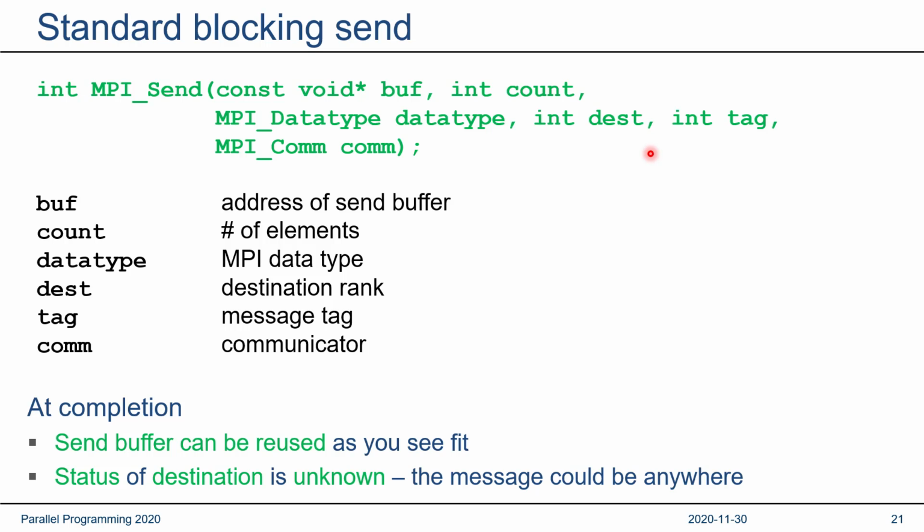After the MPI send call returns, since it's a blocking send, the send buffer can be reused in any way you see fit. However, once the send call returns, you know nothing about the destination. The message could be stored in the local process and still be sitting there waiting to be transmitted. It could be in transit somewhere in the network. It could be already at the destination process, but not in the receiving buffer, or it could be actually in the receive buffer. You don't know.